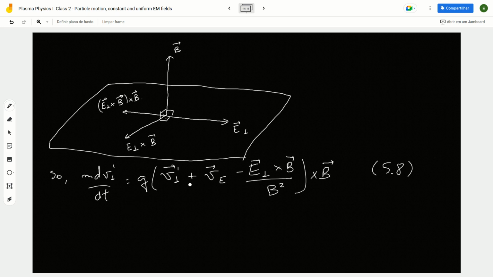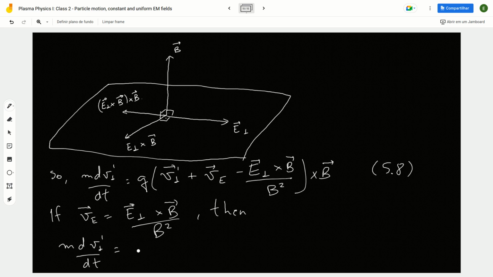Thus, if you choose VE equal to E cross B over B squared, if VE is equal to this, in this frame of reference, then this will cancel with this, and you have this. m dv/dt is equal to q v perp prime cross B.